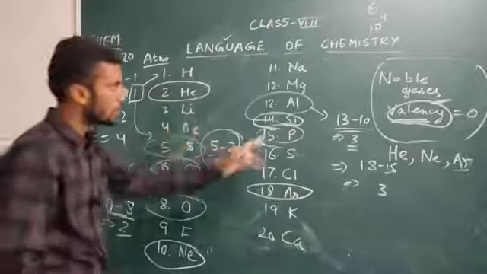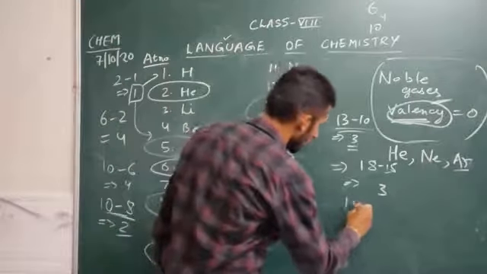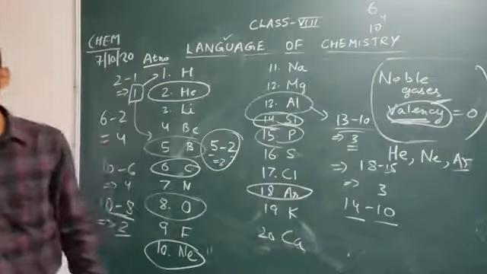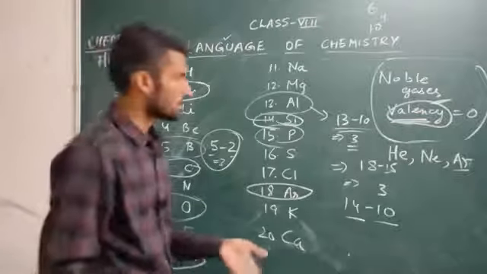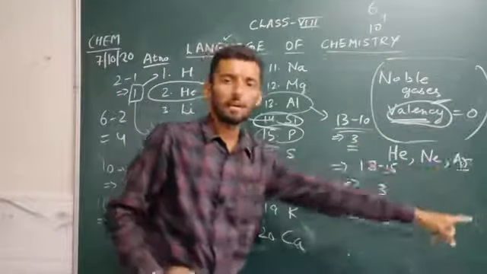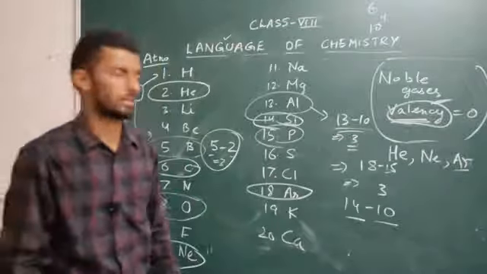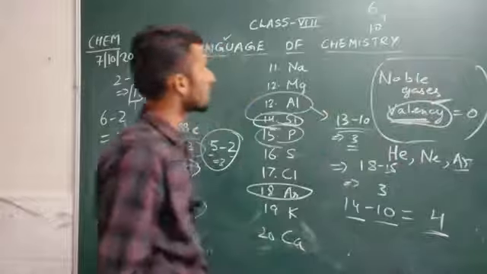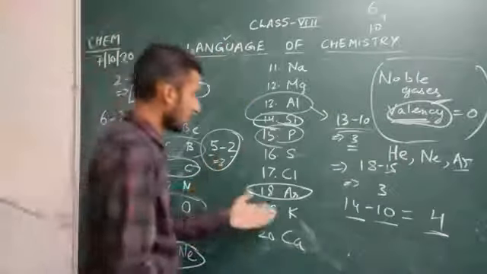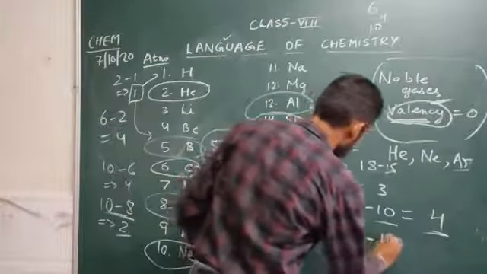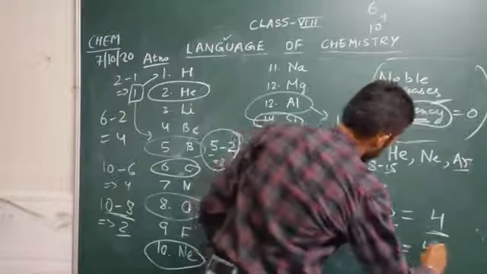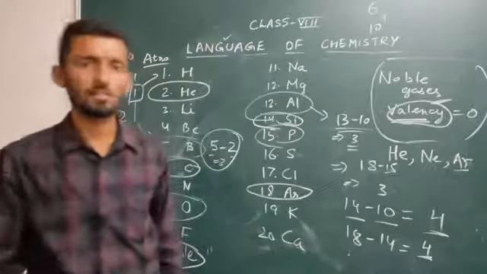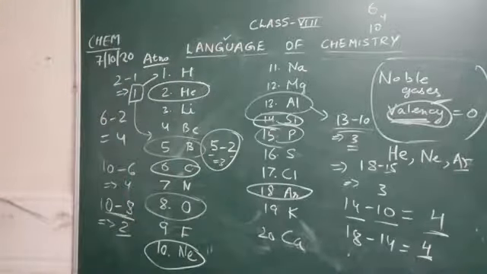Similarly is the case with silicon. So silicon is 14 minus 10, 14 is the atomic number. All these numbers which I have written are the atomic numbers. 2, 10 and 18 are the atomic numbers of the noble gases. So 14 minus 10 is equal to 4. Clear? Similarly 18 minus 14 is also equal to 4. So this is the method with respect to valency. Now when valency is learned, the formation of molecules is also very easy.